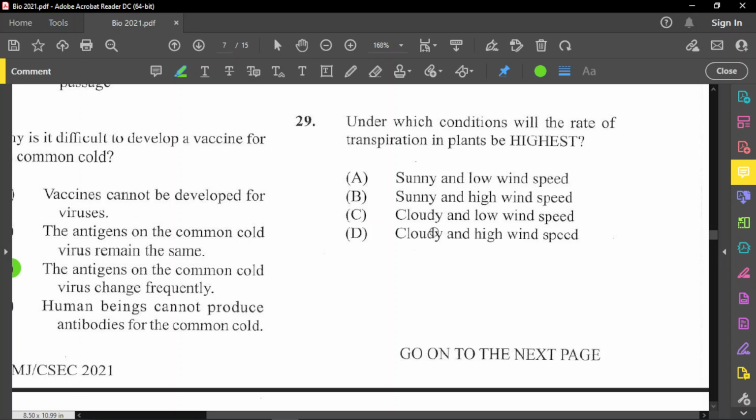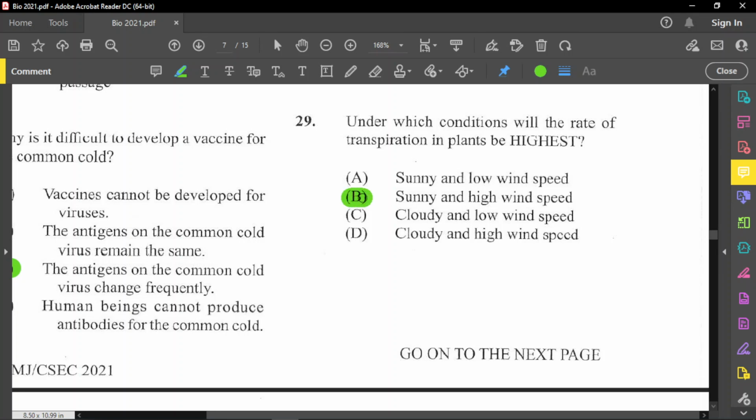Let's look at C. Let's even forget about C and D because they're cloudy. When it's cloudy, whether high or low wind, you have less sunlight and less heat, so it'll be cooler, and therefore you have less evaporation. So for 29, we're going with B.